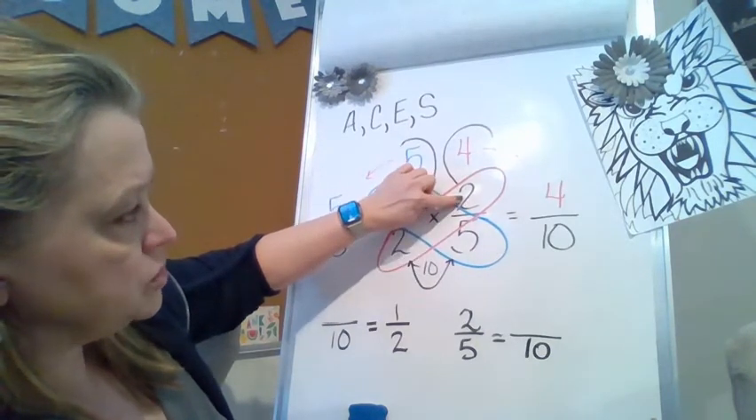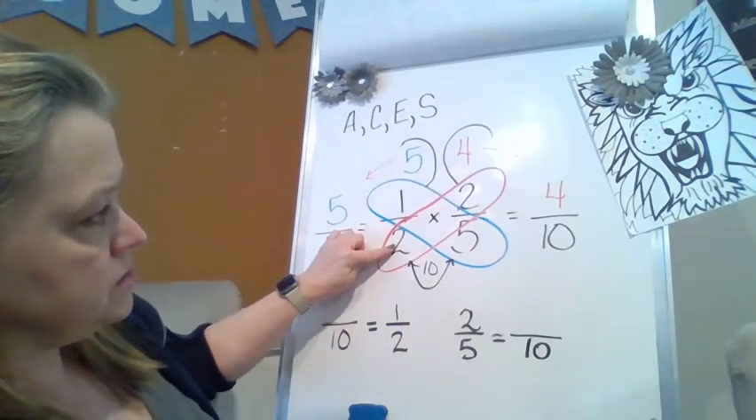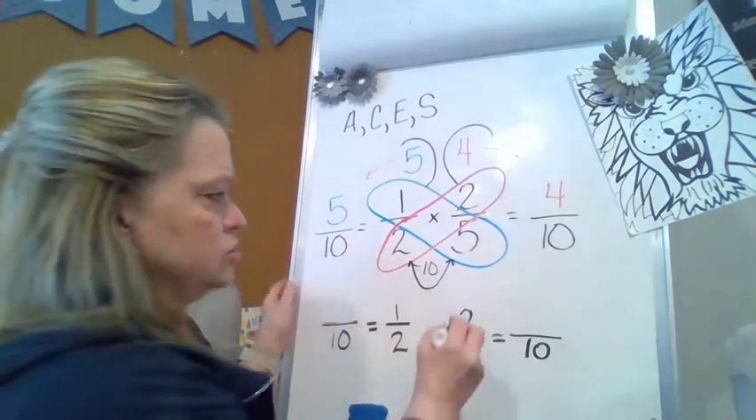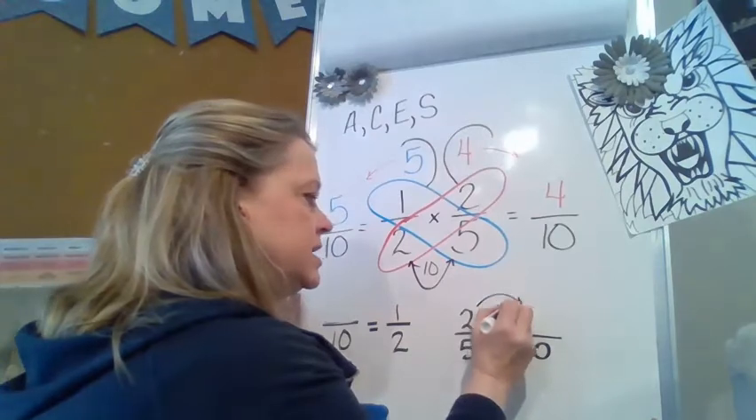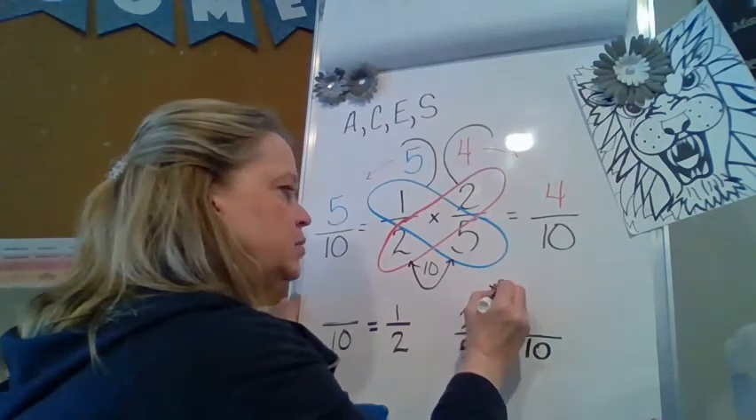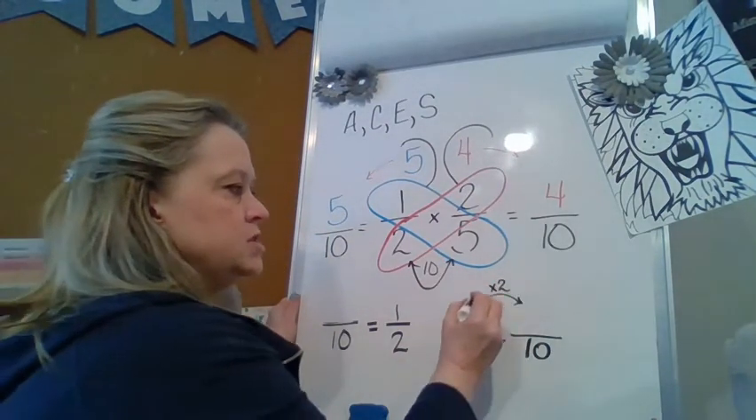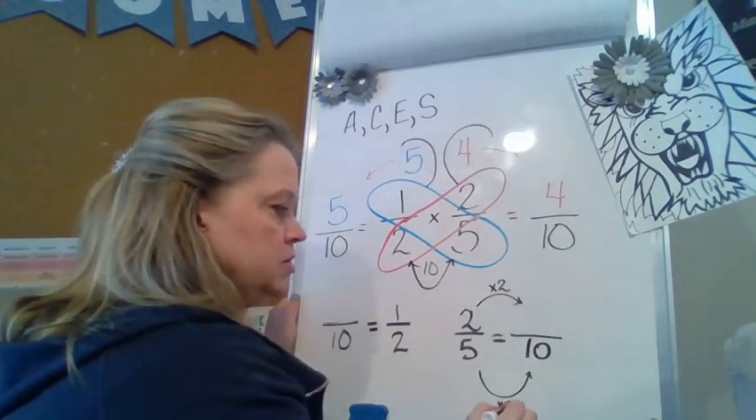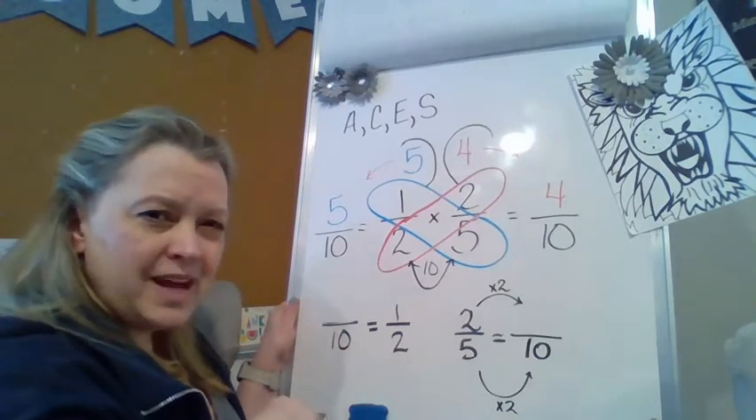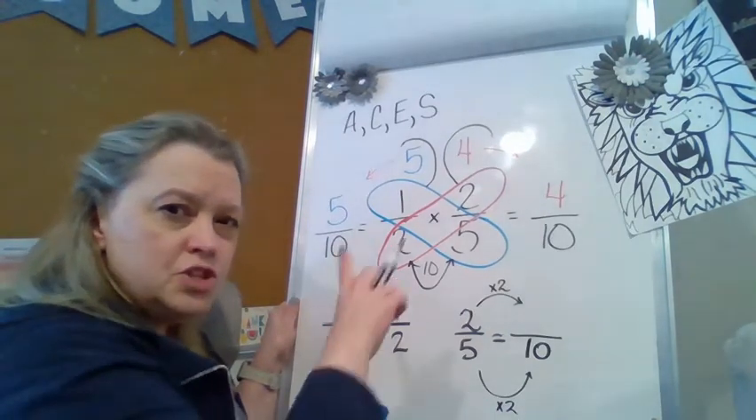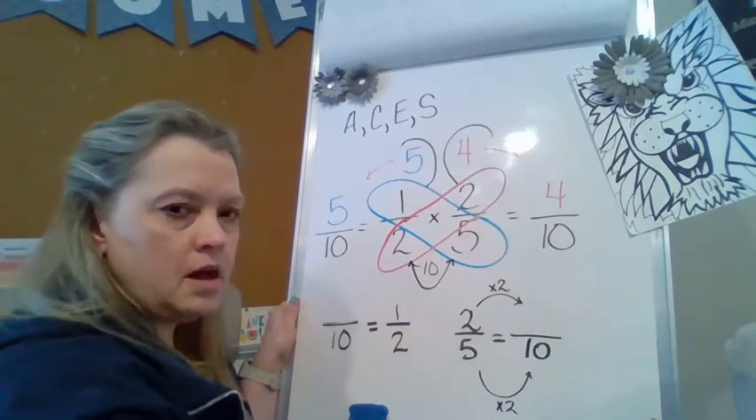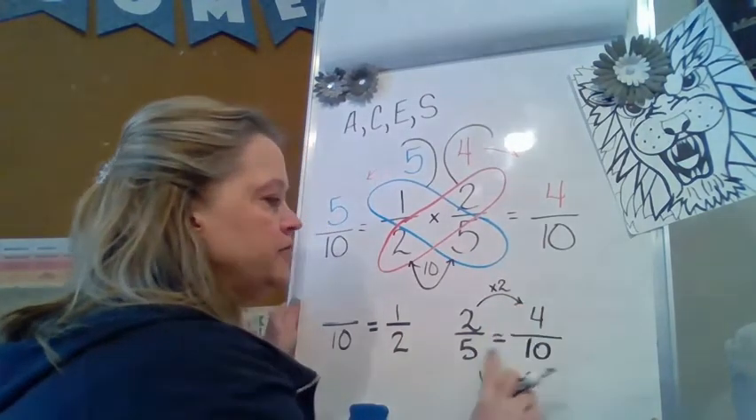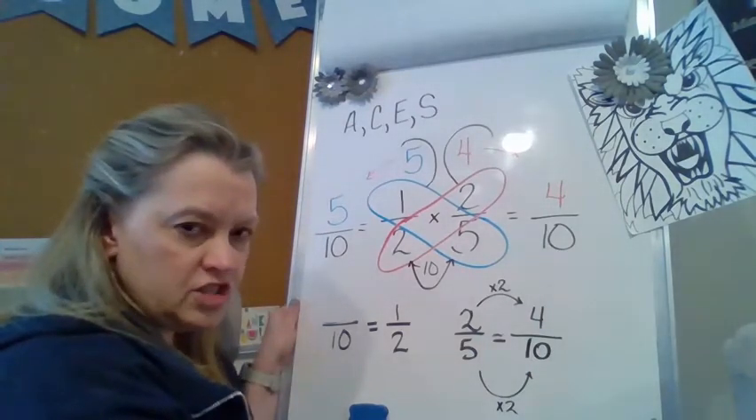Okay, so that's good. Think about what we did with the 2 and the 5. When we had the 2, we multiplied it by 2. We had the 5, we also multiplied it by 2. So in this case, what we did with the butterfly is we multiplied 2 by 2, we multiplied 5 by 2. What we learned earlier makes sense now, right? As long as you multiply the numerator and the denominator by the same number, we will find a new equivalent fraction.